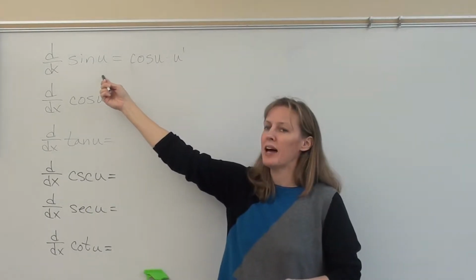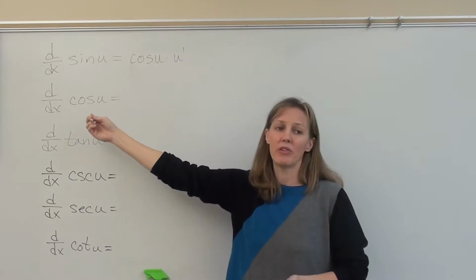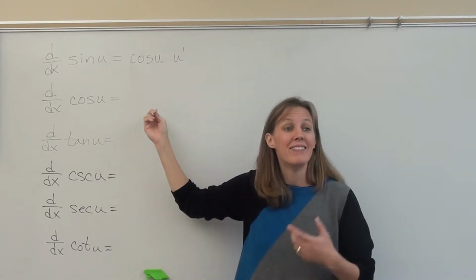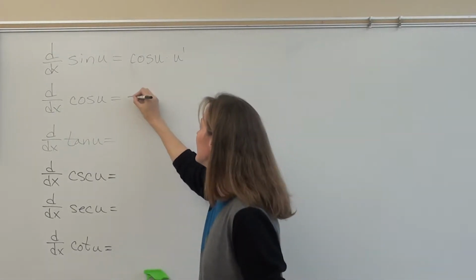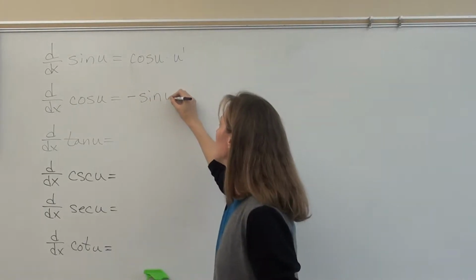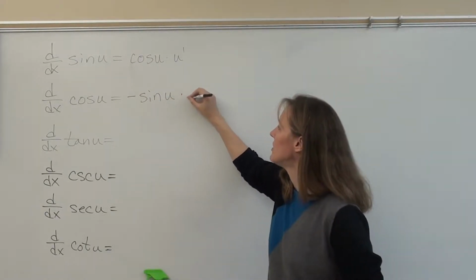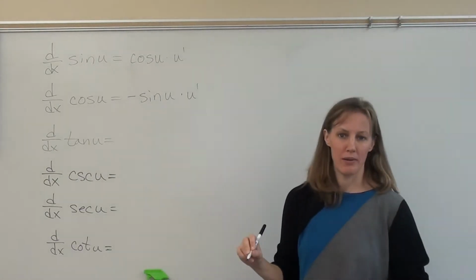So the derivative of sine is cosine. The derivative of cosine is? Sine. Very close. The derivative of cosine is negative sine. So the derivative of cosine u is negative sine u times u prime.